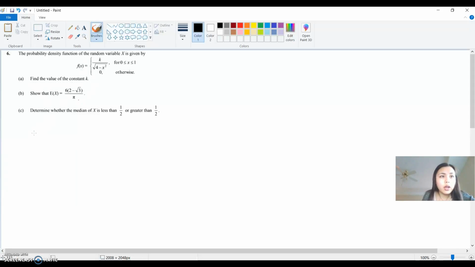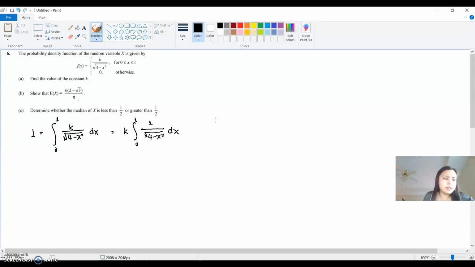We already know that the area under the curve from 0 to 1 equals 1. So 1 equals the integral from 0 to 1 of this equation. That's how you find the area under the curve. So that gives us the integral of k over the square root of 4 minus x squared dx. We can take the k out because it's a constant, so we don't need to worry about that. That's k times the integral of 1 over the square root of 4 minus x squared dx.